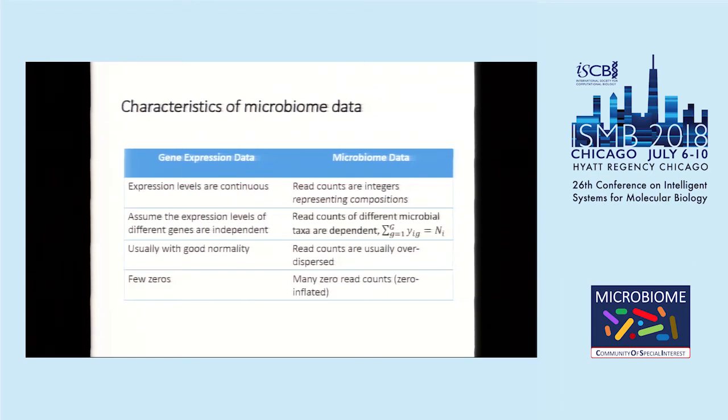When analyzing gene expression data, we usually assume that the expression levels of different genes are independent. On the other hand, for microbiome data, the read counts of different microbiome taxa are dependent. And usually the read counts of all taxa are summed to a constant. And actually, the read counts lie in a high-dimensional simplex.